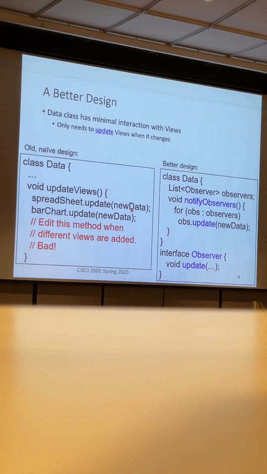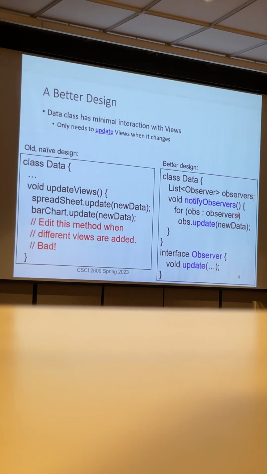So in the naive design, we do this by calling update on each of the views and sending them new data. In a better design, we may employ an approach that is based on callbacks. A callback is a method that we designate specifically to be called when something happens. So basically, we say, if this happens, call us back.